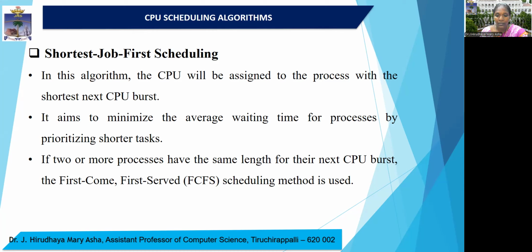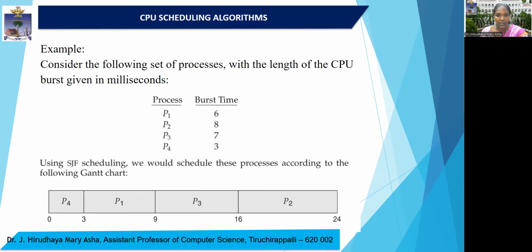In this third point, we will see that if 2 or more processes have the same length, as in the previous example, where processes P2 and P3 have an equal 3 milliseconds for their execution, then if equal burst time is required for 2 or more processes, we will use the FCFS policy. Otherwise, in this method, we will use the shortest job first scheduling policy.